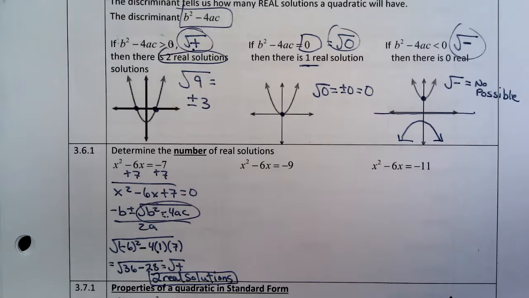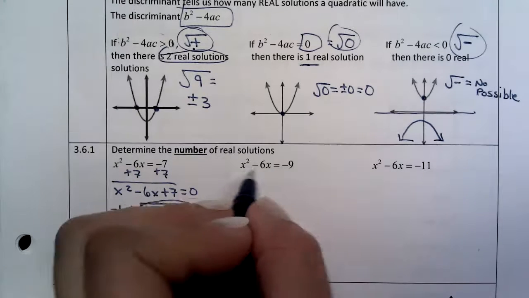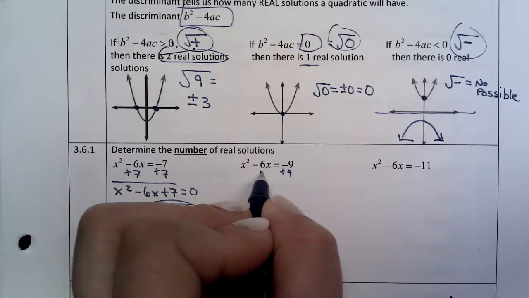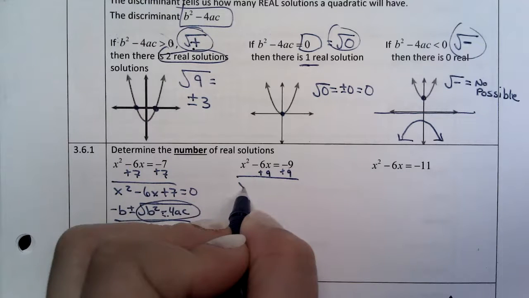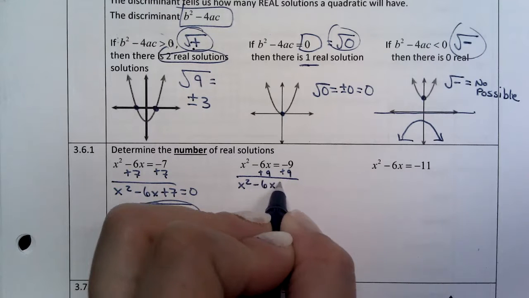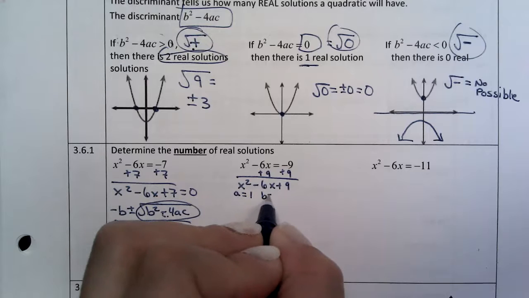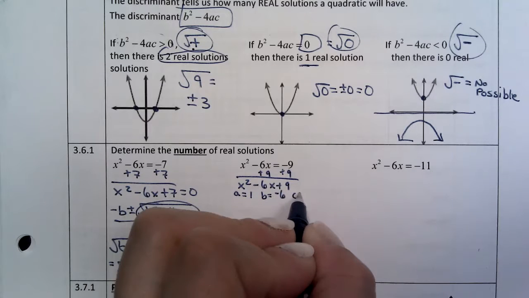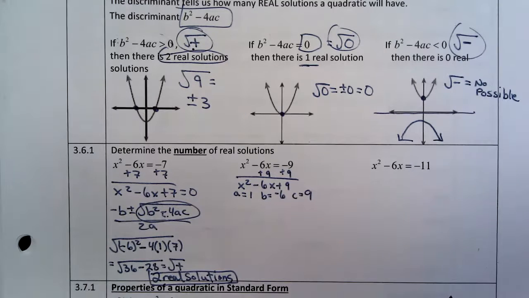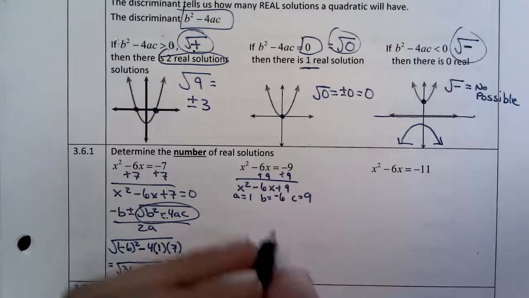So that's going to be, let's see, 36 minus 28 is 8. So the square root of 8 would give me plus or minus the square root of 8. All right, let's take a look at this one. So I'm going to add 9 to both sides. So I get x squared minus 6x plus 9. So my a is 1, my b is negative 6. I didn't do this on the last problem, but just in case you like doing that, it helps to be able to label stuff.